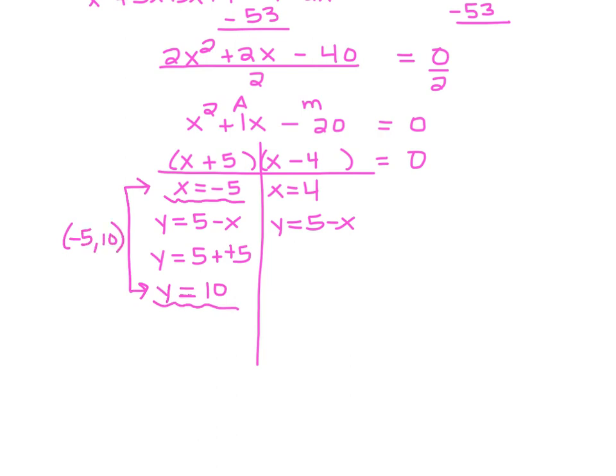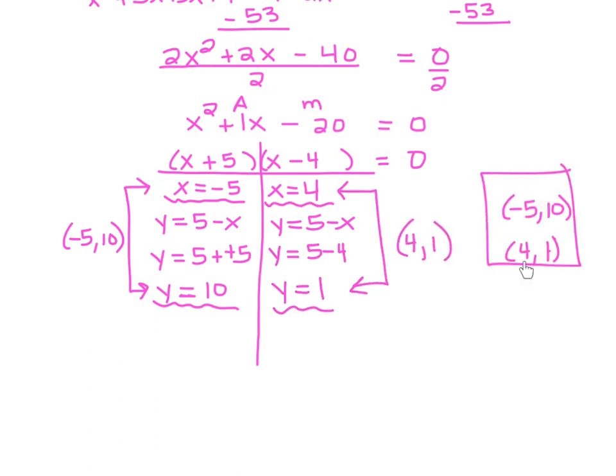All right, now let's come over here and replace this x with 4. So we'll have y equals 5 minus 4. And since 5 minus 4 is 1, we know that when x equals 4, y equals 1. So remember, always, when you write a coordinate, you write the x first and then the y, x comma y. So when x is 4, y is 1.